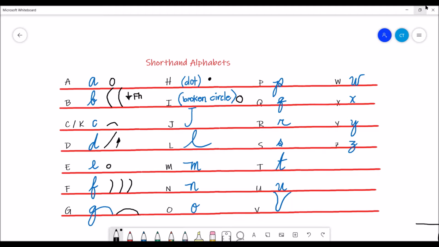Again, letter I, which is a long I, it is a broken circle.